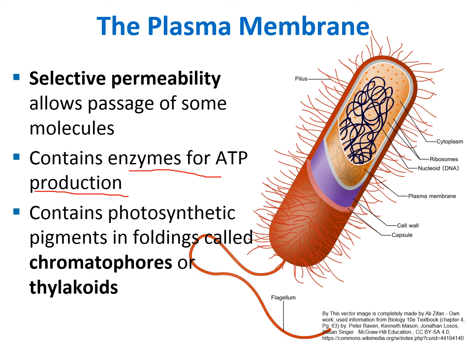Another difference is you do have some photosynthetic bacteria like the cyanobacteria. The photosynthetic pigments that are responsible for this characteristic are actually located in folds in the plasma membrane called chromatophores or thylakoids. So those cells will appear green because of these little pouches containing chlorophyll and other photosynthetic pigments. This is different from eukaryotes. Remember, eukaryotes have chloroplasts that carry their photosynthetic pigments.